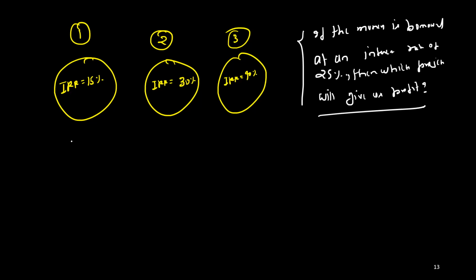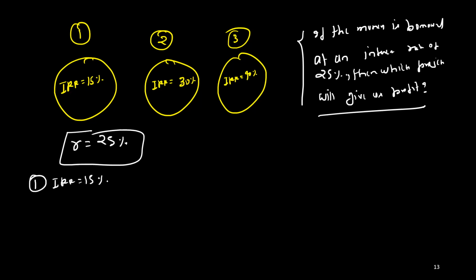So here rate of return, that is R, is equal to 25%. But in the first project, you will see that the internal rate of return is 15%, right? Internal rate of return is 15%, which is less than the interest rate at which the money is borrowed. So if we go for the first project, then we will be in loss, as we will not be able to pay the entire principal and the interest.